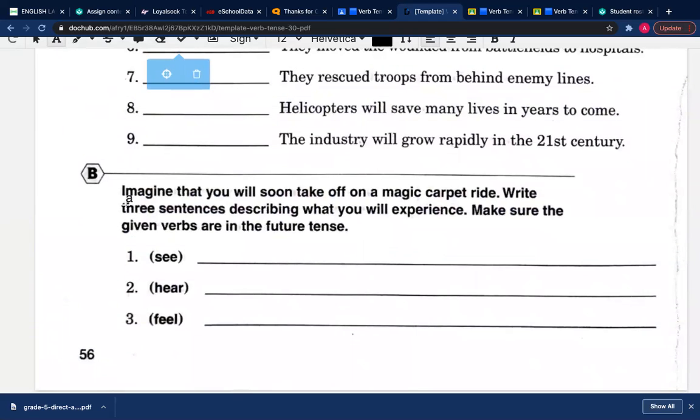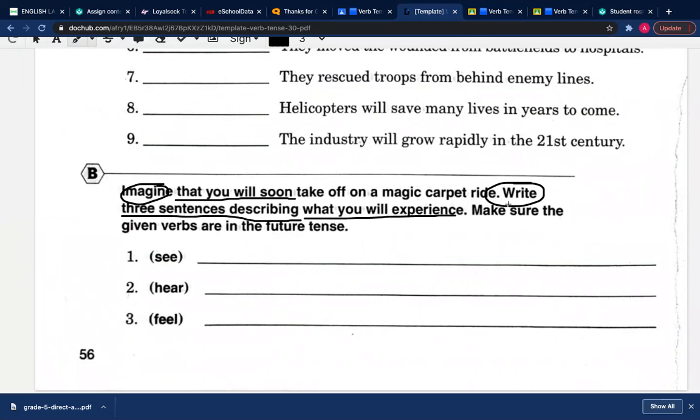In part B, it says, imagine that you will soon take off on a magic carpet ride. Okay, you will soon take off. That means that it has not happened yet. Imagine that you will soon take off on a magic carpet ride. Write 3 sentences describing what you will experience. Make sure the given verbs are in future tense.